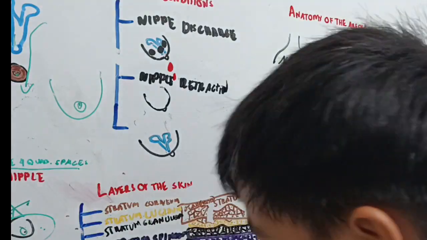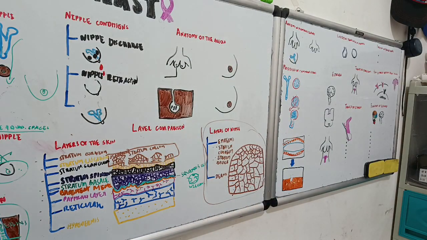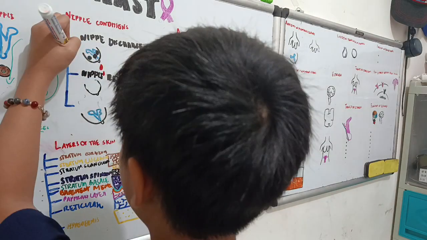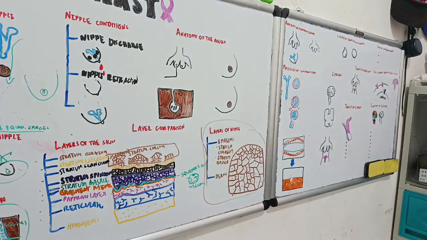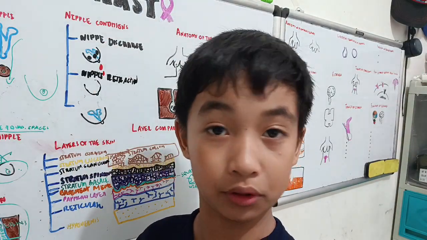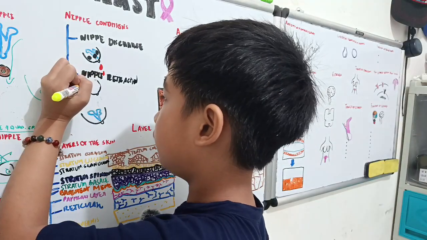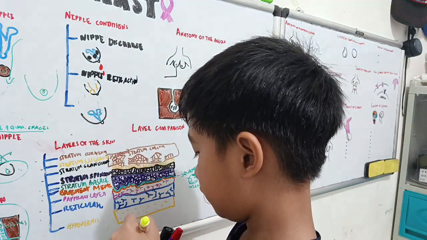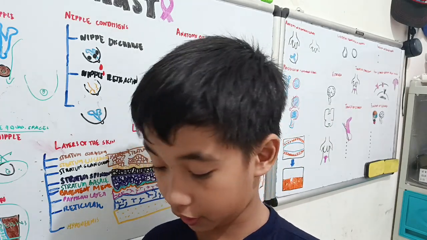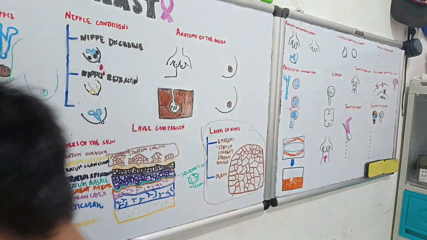Nipple retraction. That's nipple retraction. What actually happens in nipple retraction? These are called Cooper's ligaments. What are they called again? Cooper's ligaments.